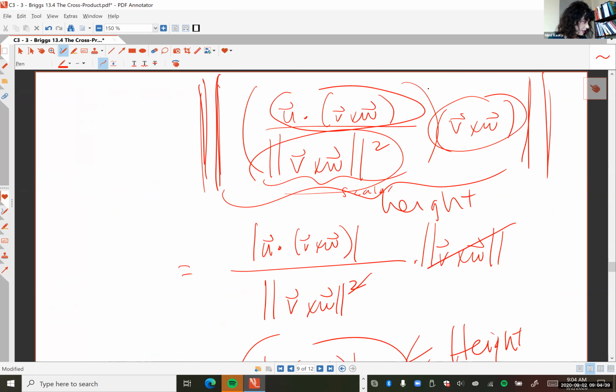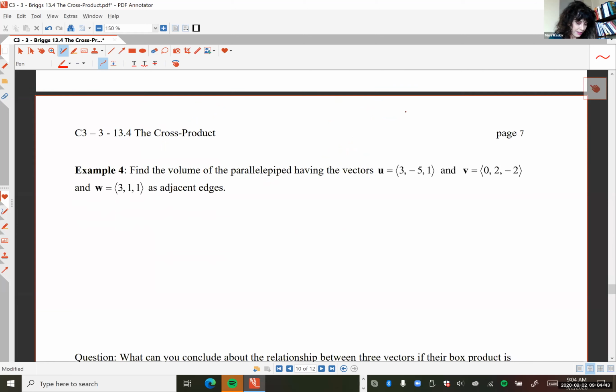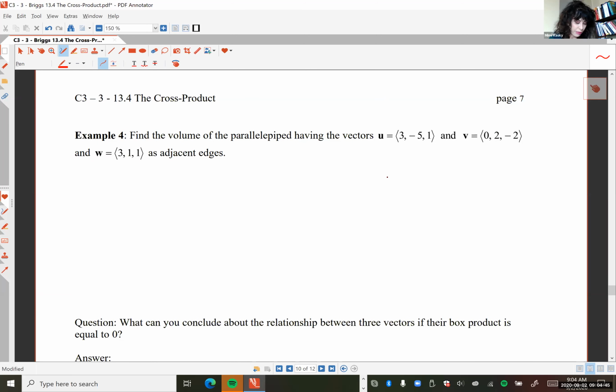All right, let's take a look at wrapping this up. How about you and a buddy find the volume of this parallelepiped? I'm going to put you in breakout rooms. You and a buddy are going to go do this. Wake up, people. Look alive.